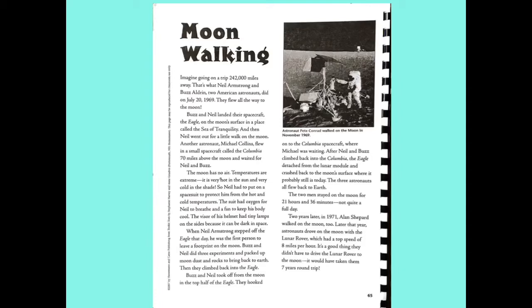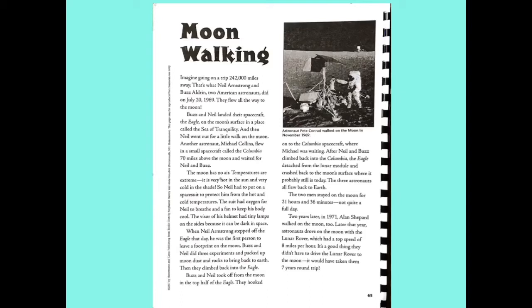Buzz and Neil landed their spacecraft, the Eagle, on the moon's surface in a place called the Sea of Tranquility. And then Neil went out for a little walk on the moon. Another astronaut, Michael Collins, flew in a small spacecraft called the Columbia 70 miles above the moon and waited for Neil and Buzz. The moon has no air. Temperatures are extreme. It is very hot in the summer and very cold in the shade.